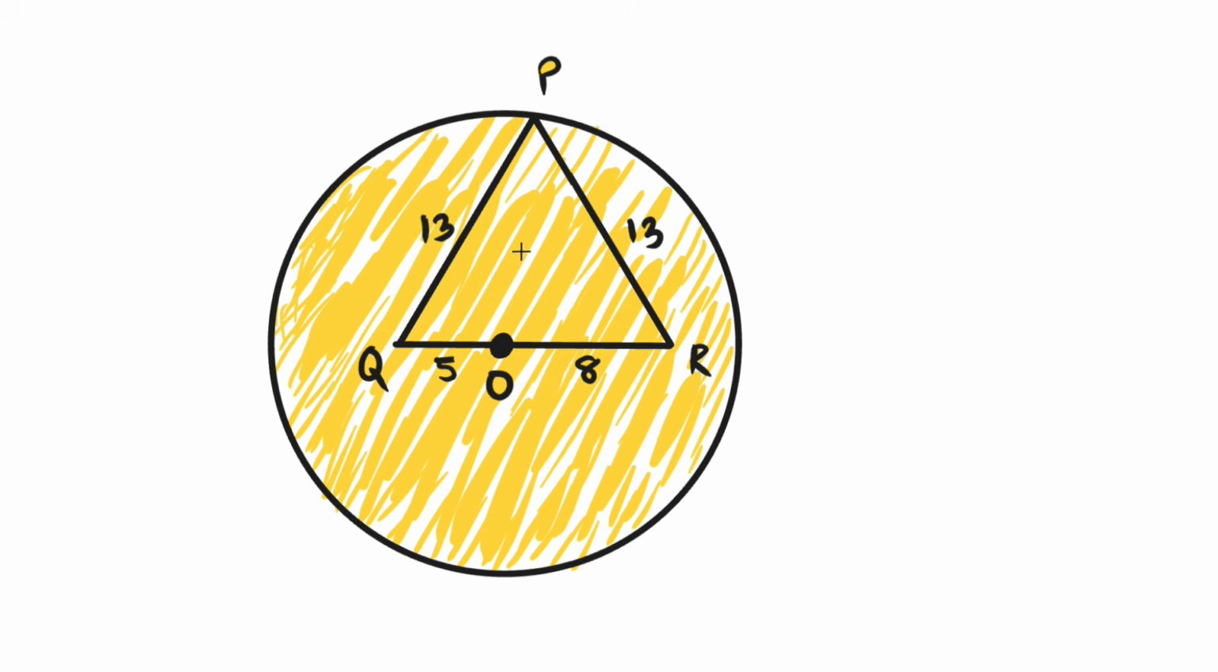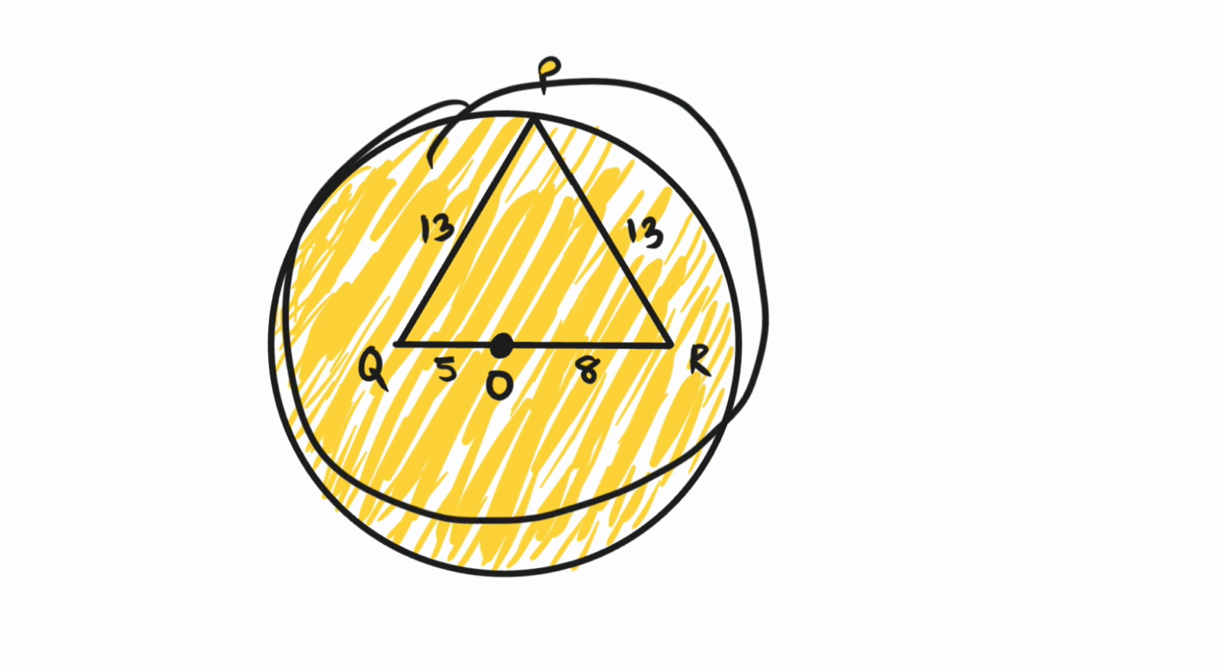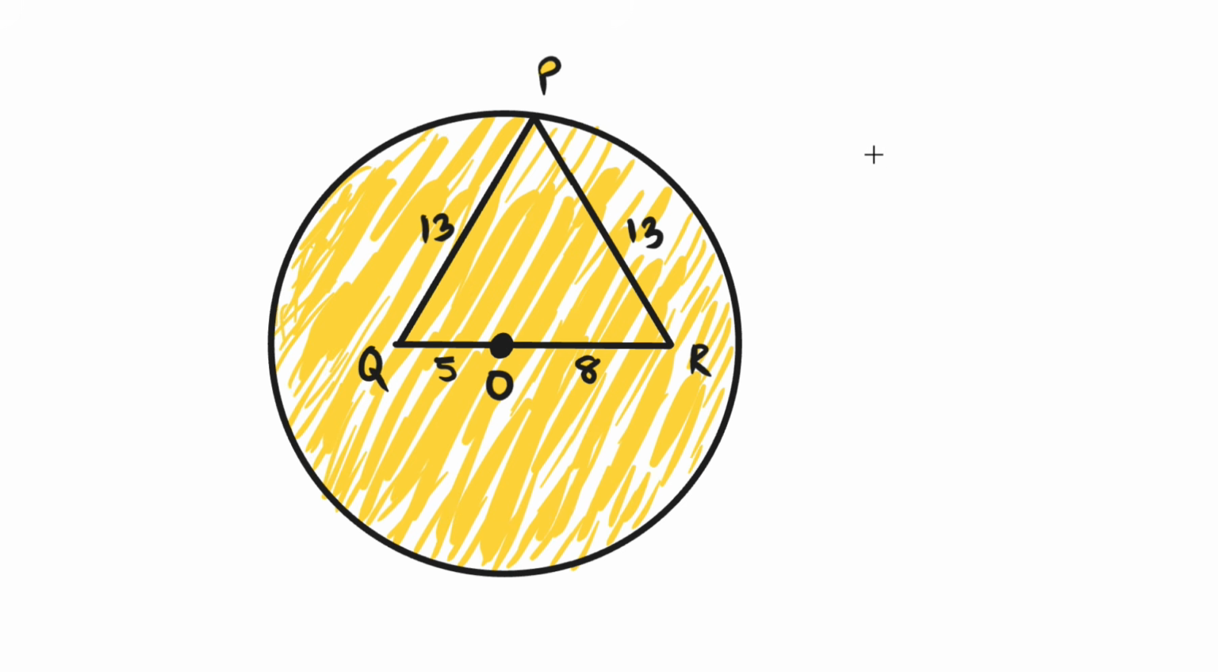Now, let's begin with the most important question. What do we actually need in order to find the area of a circle? Well, the area formula is pi times the radius squared. So if we can find the radius, or even better, if we can find the radius squared directly, we're essentially finished.